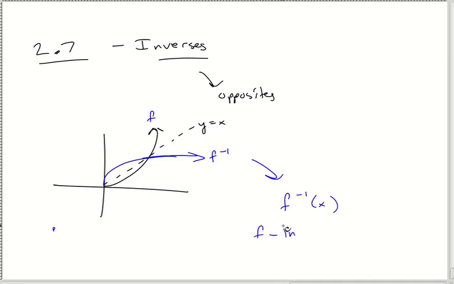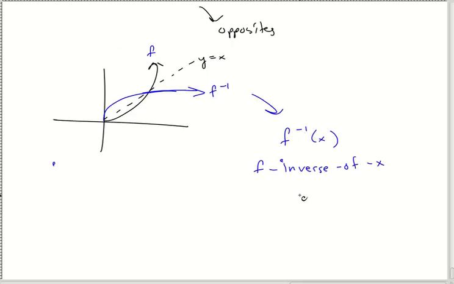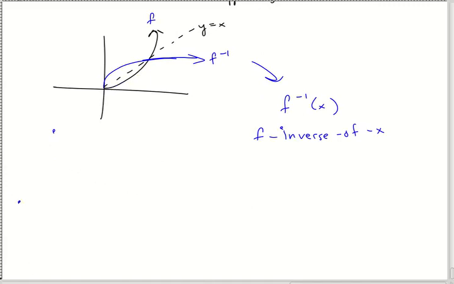F inverse of x. It has a little -1. It just indicates that it's the inverse. So if you see a little -1, it means inverse. Cool. So that's what a graph of an inverse is.